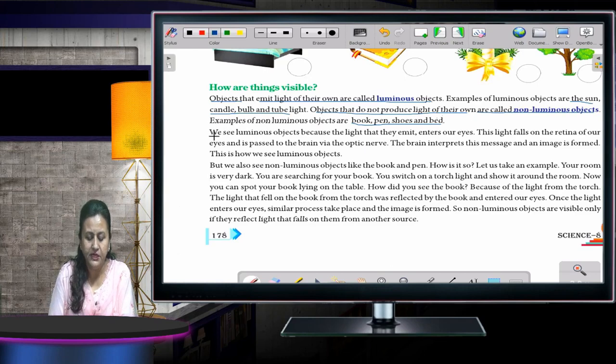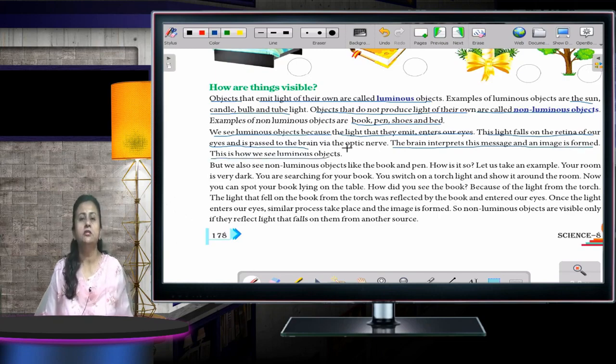So we see luminous objects because the light that they emit enters our eye. The light falls on the retina of our eye. Our eye has a part called the retina. So the light falls on the retina of our eye and it is passed to the brain. The brain interprets this message and an image is formed. This is how we see a luminous object.